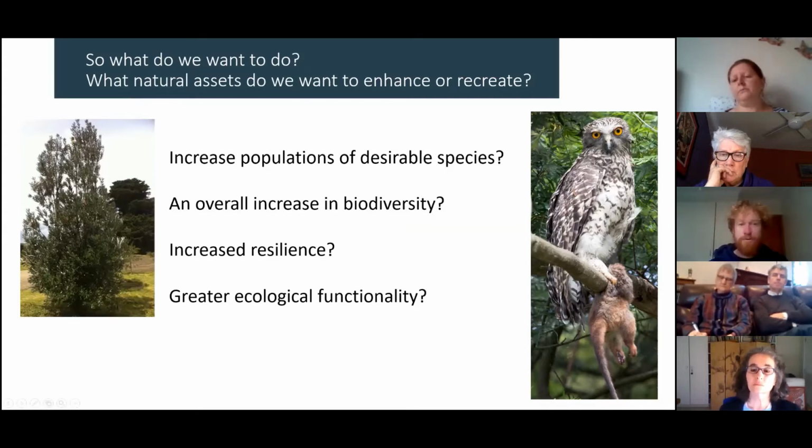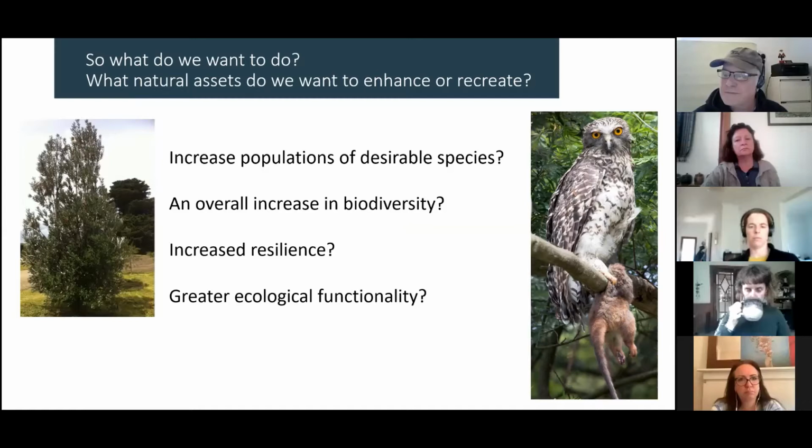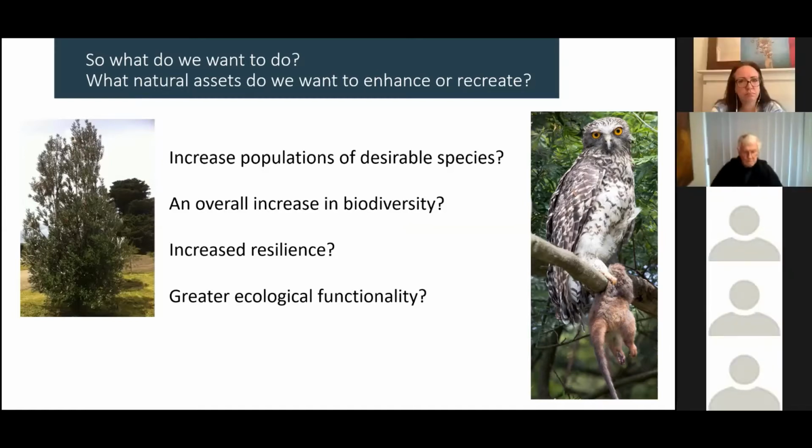But we might also want to look at creating greater ecological function. Do we want our plants recruiting on site? Do we want a high degree of pollination? Do we want more species moving in as predators? How do we re-stimulate the decomposers in the environment?